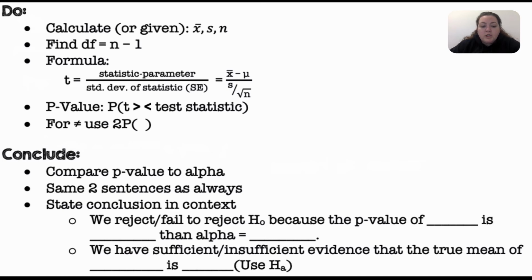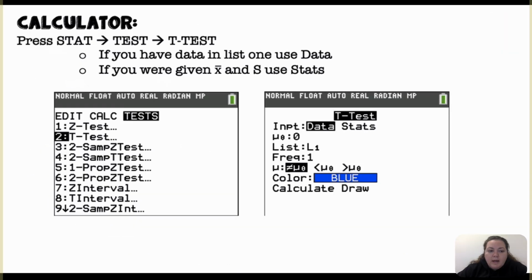In our conclusion, we're going to compare our p-value to our alpha value. It's the same 2 sentences we've been using for proportions, except we need to keep the context in terms of means. So we reject or fail to reject the null hypothesis because our p-value is less than or greater than our alpha value of whatever that is. We have sufficient or insufficient evidence that the true mean blank context is whatever. So try to restate it back with the question you're being asked.